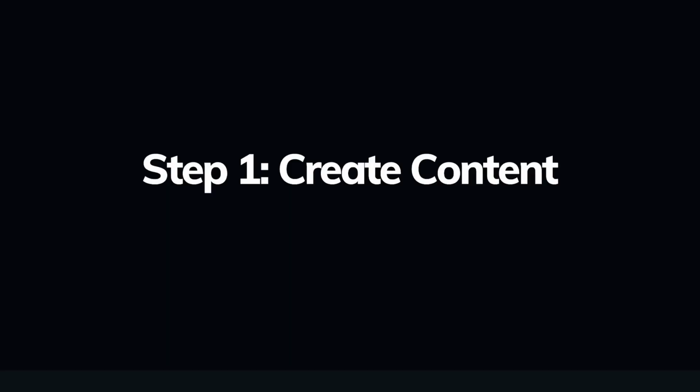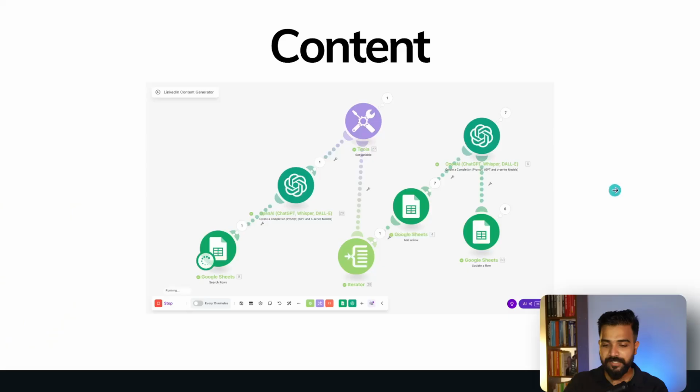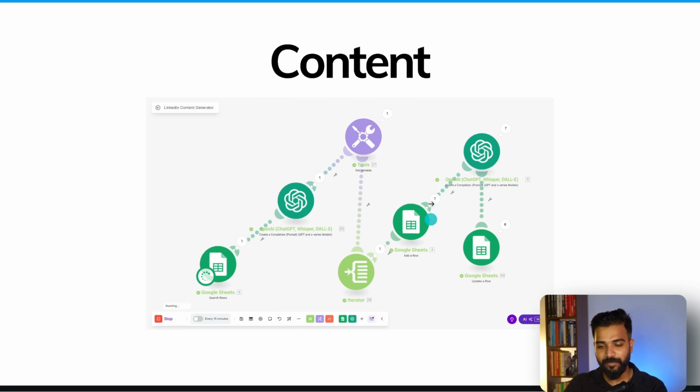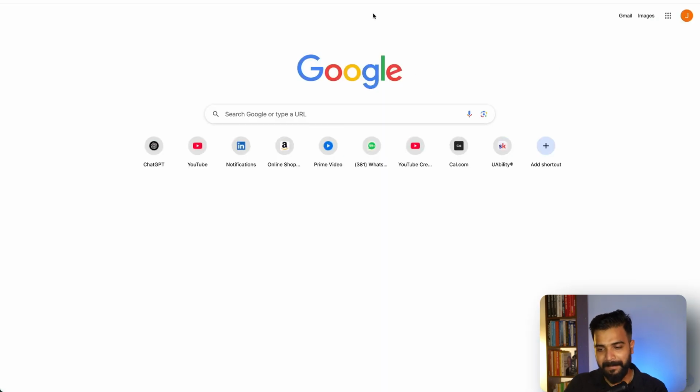So step one, create content. Now I totally understand creating content is absolutely hard. You need to think about your audience's problems, pain points, and so on. It just takes a lot of time. To create consistent content, I use something called make.com. As you can see on the screen, this is how the workflow looks, and let me just show you how the backend looks.